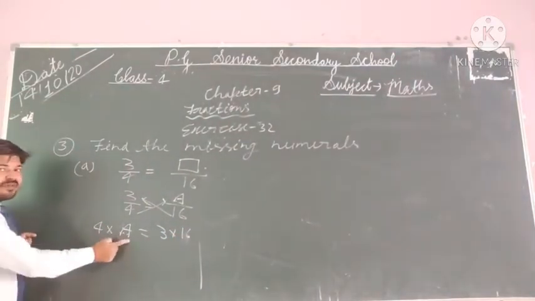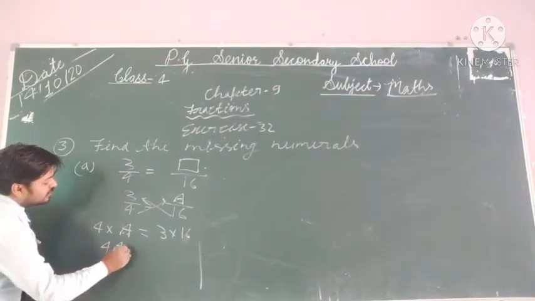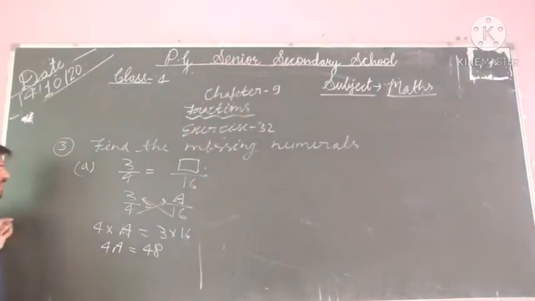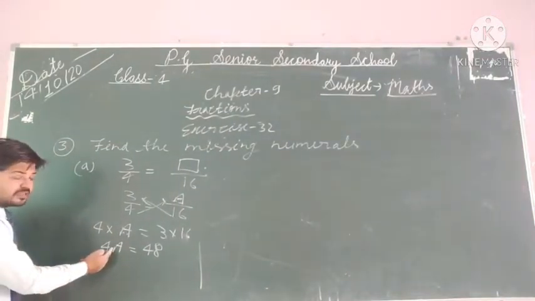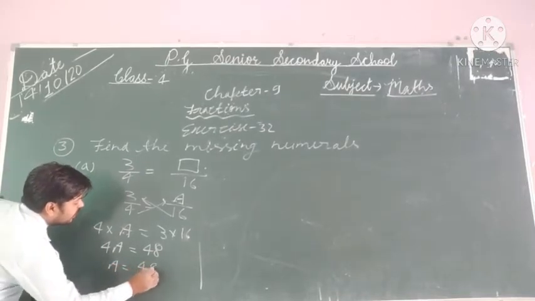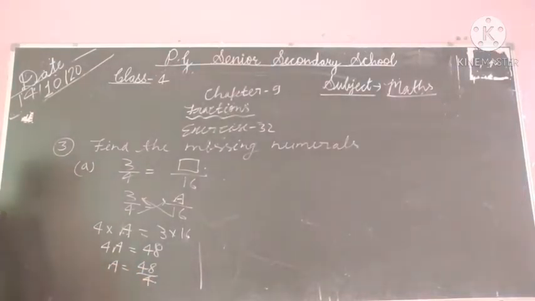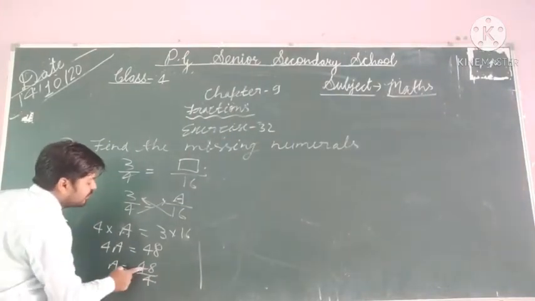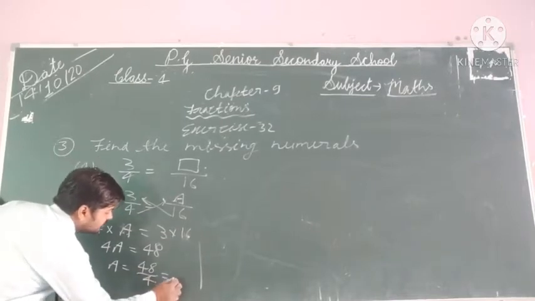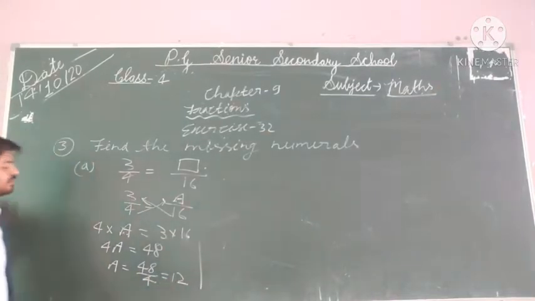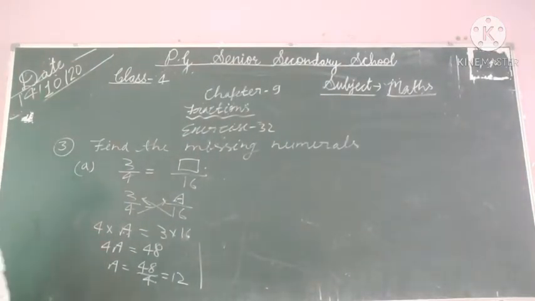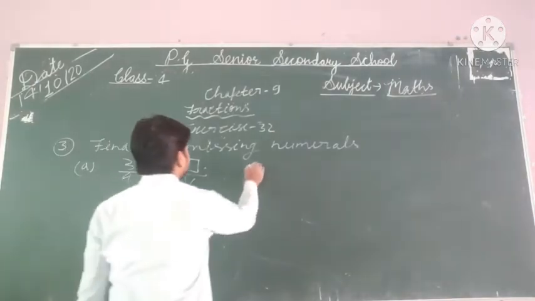When you multiply 4 with a, beta, you get 4a. And 16 times 3 is 48. Now here 4 is multiplied with a, so when you transfer it to the other side it will be divided. a equals 48 divided by 4. How many times will it go? Divide 48 by 4 and check how many times. It means it will go 12 times. So like this you have to solve. One more question I am going to tell you. B.